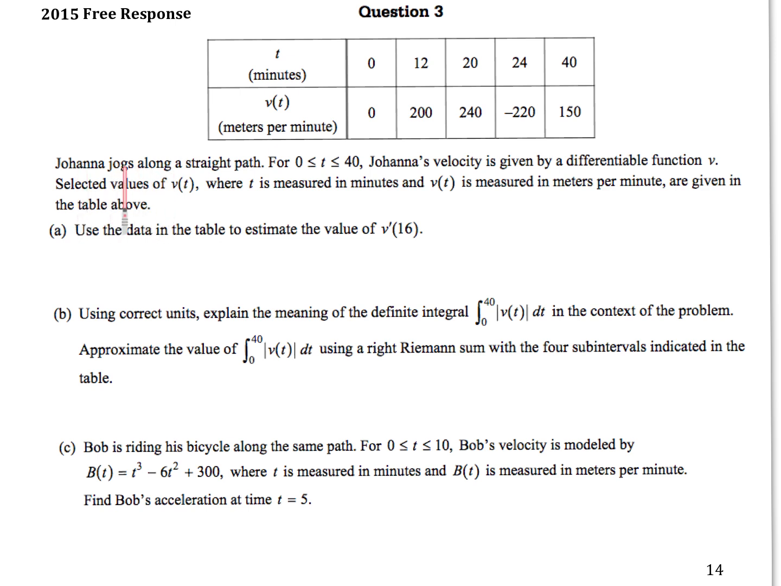She jogs along a straight path. You know what we do in calculus? We move forward and backwards. That's it. She's jogging along a straight path. Her velocity is given in this table. Select values of her velocity are given. Meters per minute are the units.